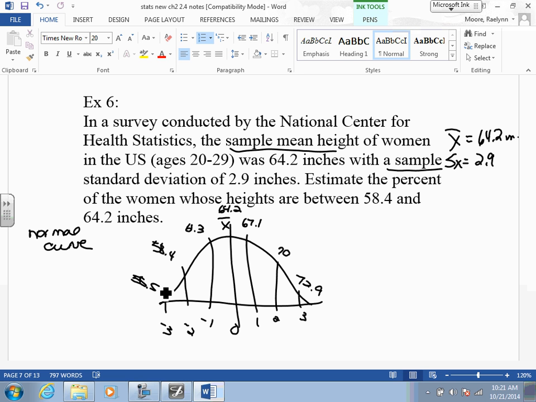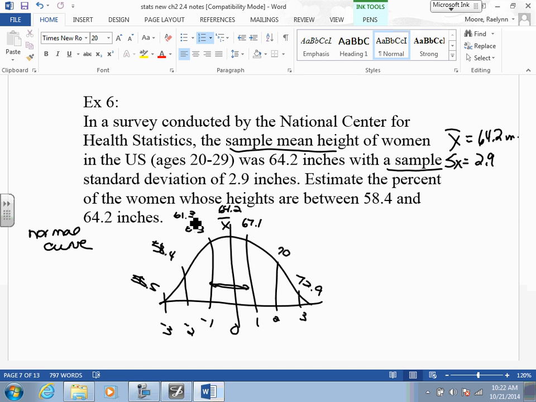Most of your women's heights are falling here. Look at the biggest part of my curve. This is the biggest part, 34 and 34%. That's 68% of all women are falling between 61.3 and 67.1. And then we go out a little bit more.